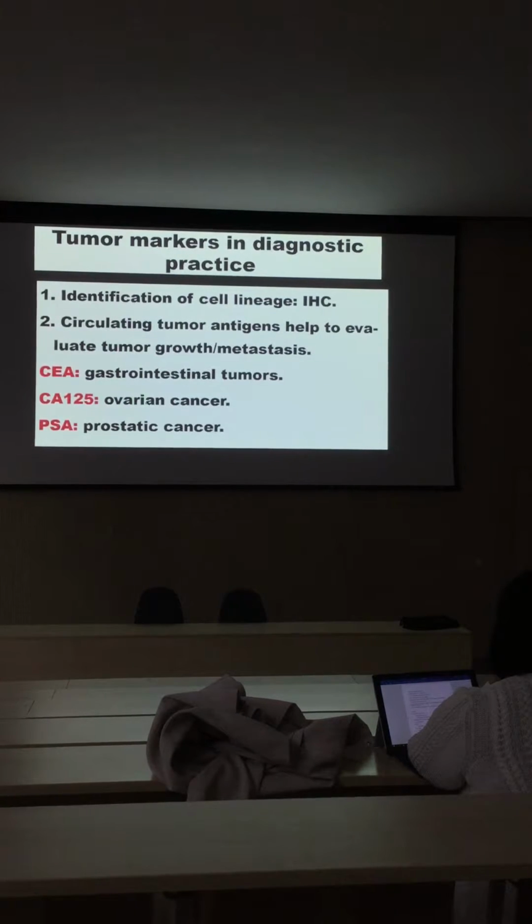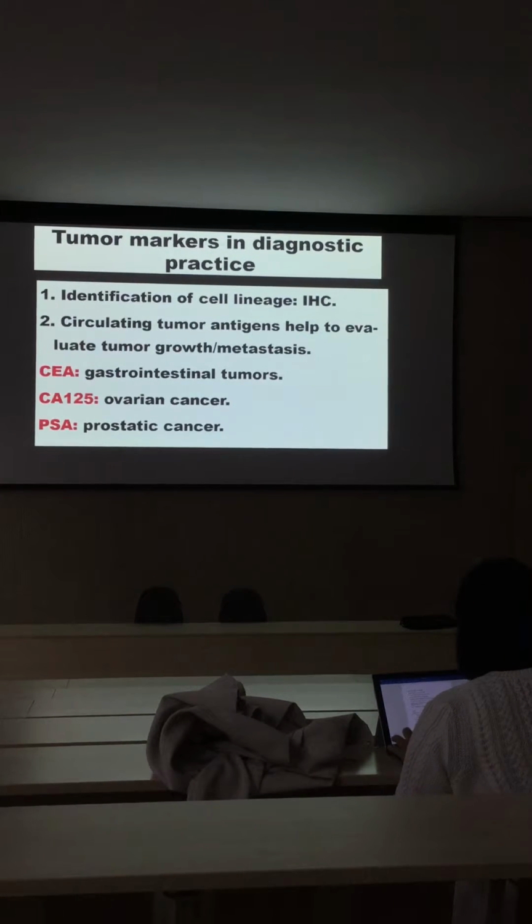CA125 is an indicator of ovarian cancer. Prostatic specific antigen, PSA, is a good marker of prostatic cancer. But just to stay with that last one, PSA levels may increase if somebody has a prostatitis. CEA levels may increase if somebody has an inflammatory condition of the GI tract. So these are not specific enough.